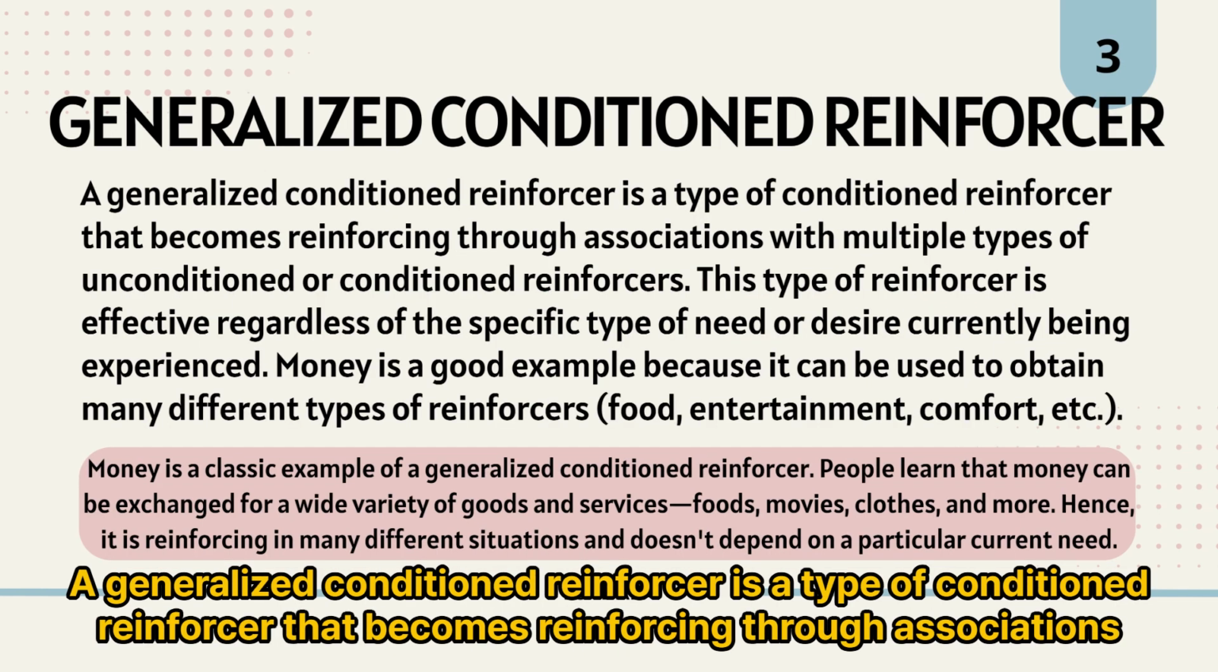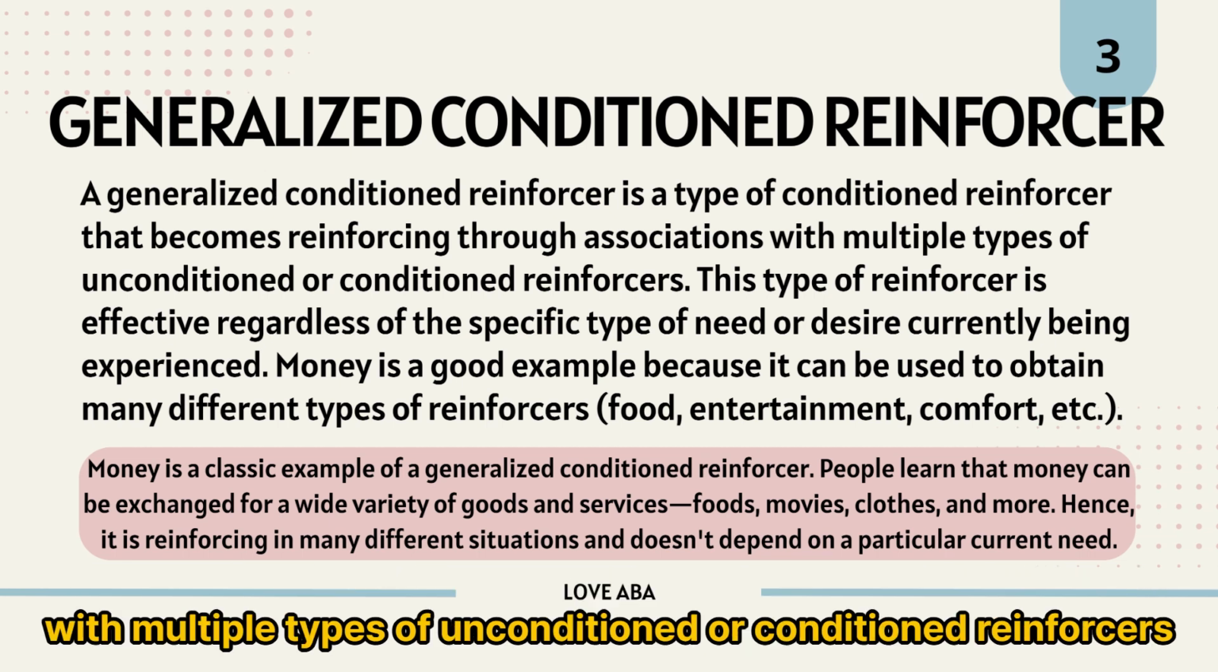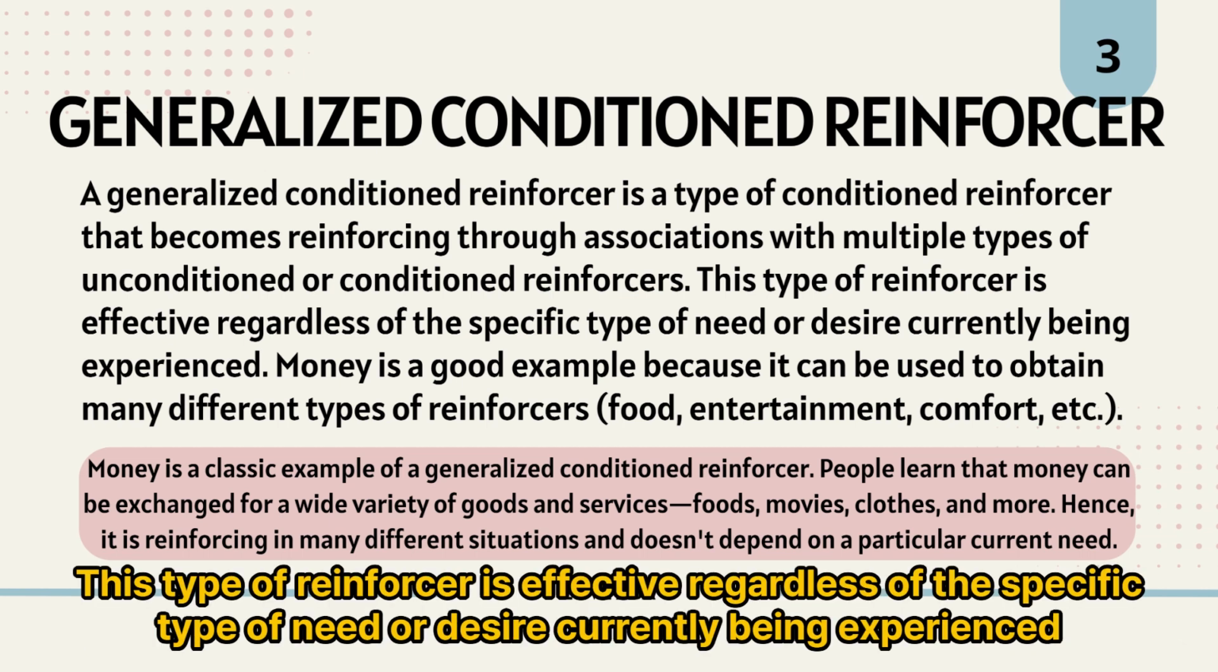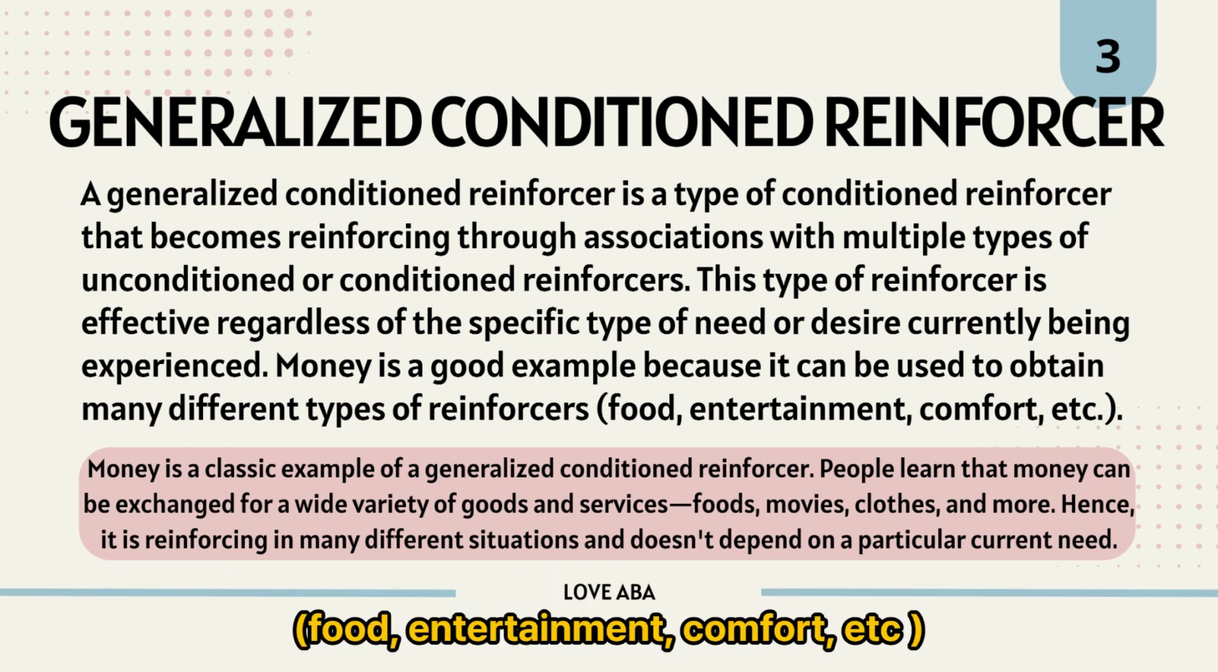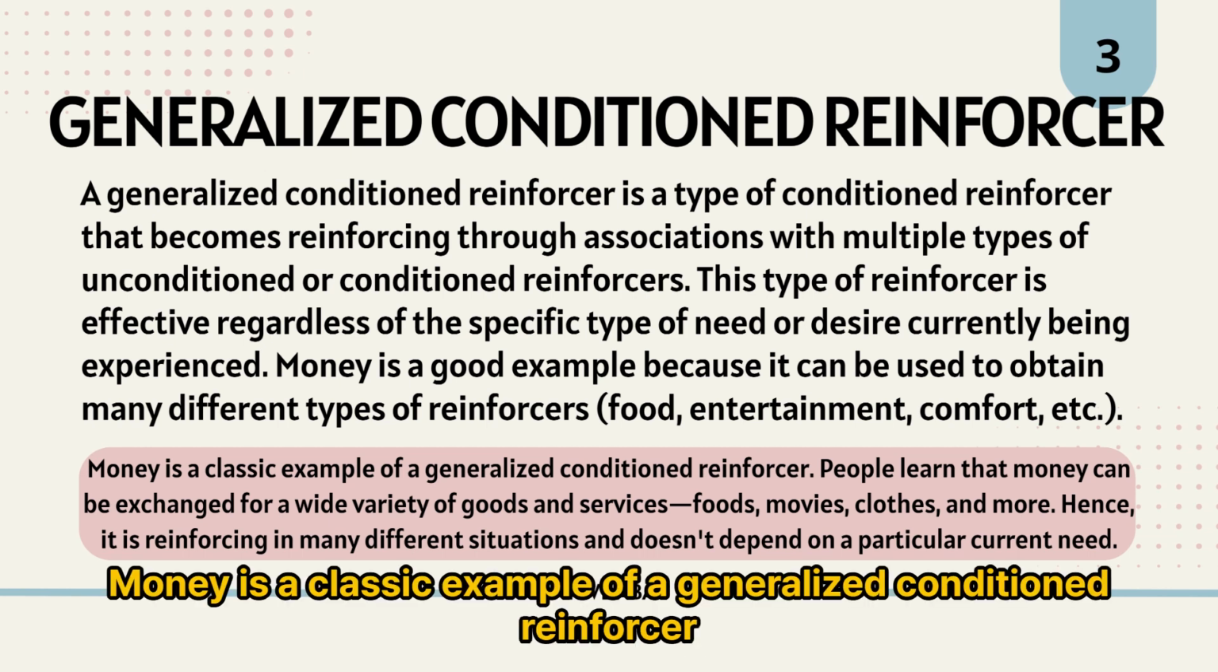toy. A generalized conditioned reinforcer is a type of conditioned reinforcer that becomes reinforcing through associations with multiple types of unconditioned or conditioned reinforcers. This type of reinforcer is effective regardless of the specific type of need or desire currently being experienced. Money is a good example because it can be used to obtain many different types of reinforcers: food, entertainment, comfort, etc. Money is a classic example of a generalized conditioned reinforcer.